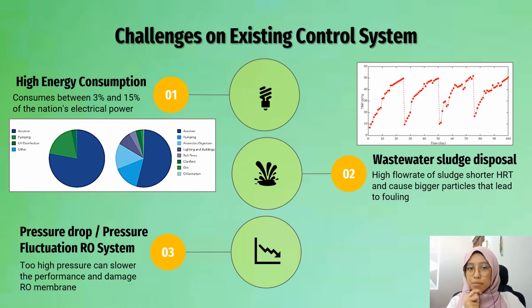Moving on to the second point, which is wastewater sludge disposal. The production of sludge is very common as it can be used to recover resources and energy, but the excess of it may burden the system.